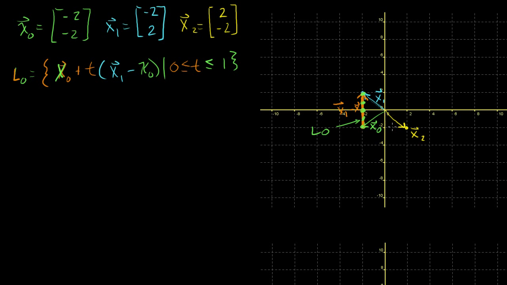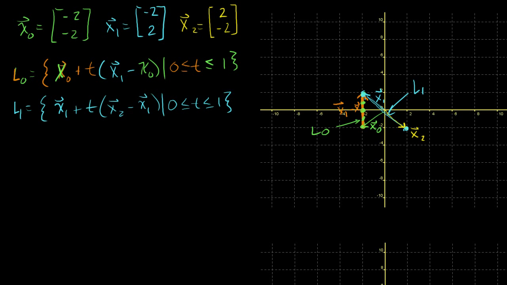Now, we can do the same exercise if we wanted to find the equation of the line that goes between x1 and x2. We could call this L1. And L1 would be equal to x1 plus t times x2 minus x1, for 0 less than or equal to t less than or equal to 1.